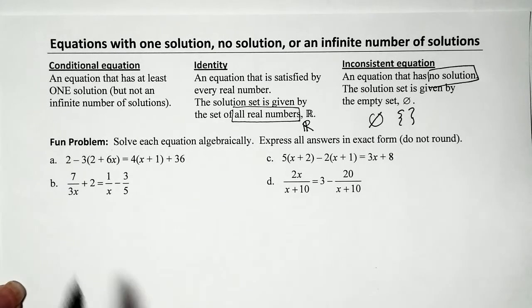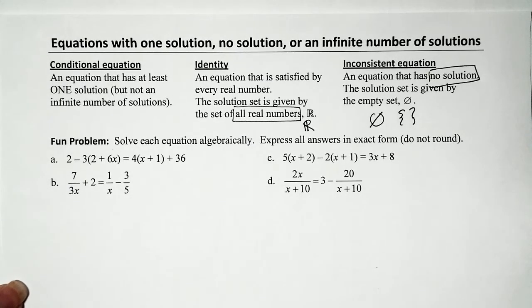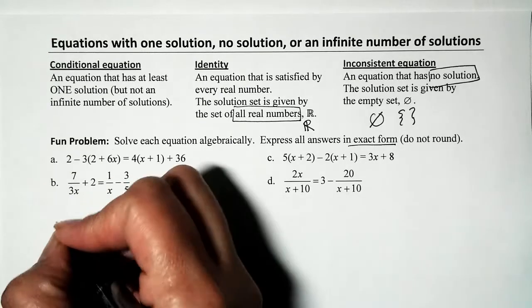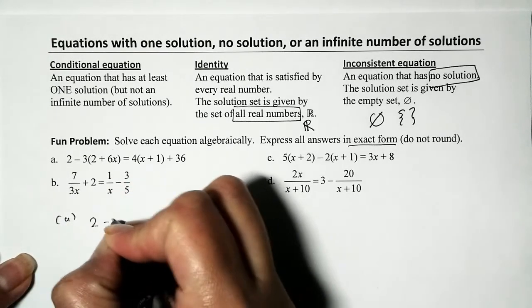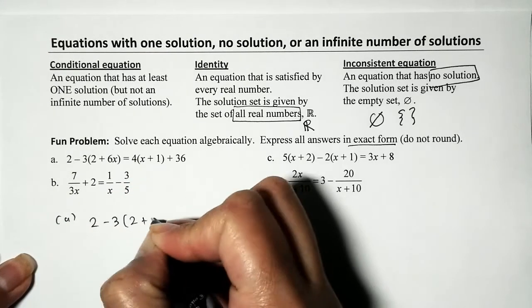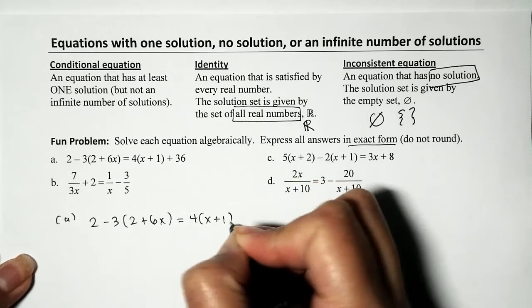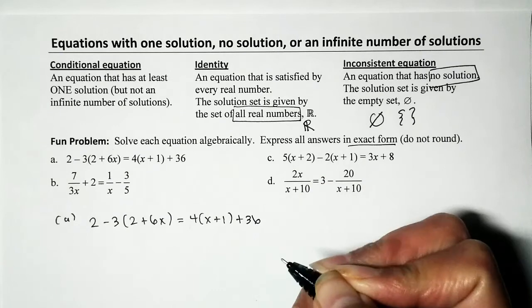Okay, so let's go ahead and attack fun problem number 1. We are asked to solve each equation algebraically. And a gentle reminder, unless the directions say round to this place value, we always want the answers in exact form. So problem A, we have 2 minus 3 times the sum of 2 and 6x is equal to 4 times the sum of x and 1 increased by 36.